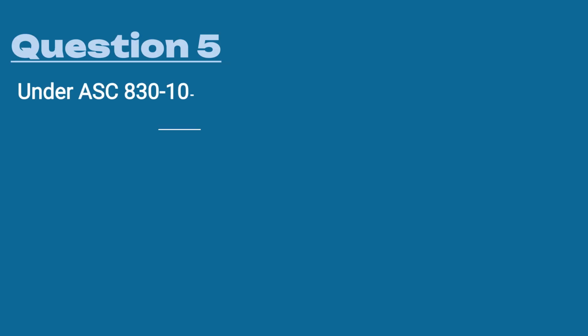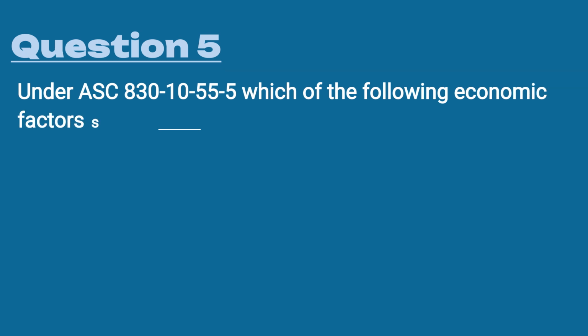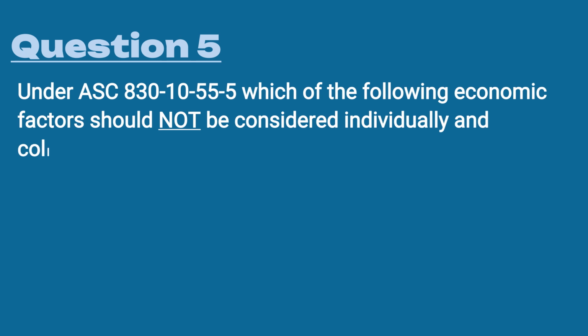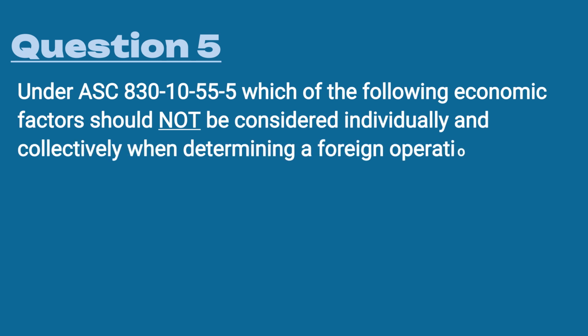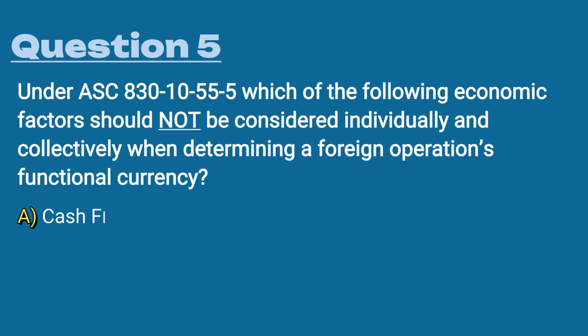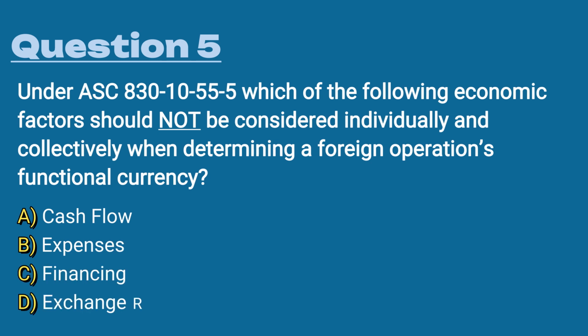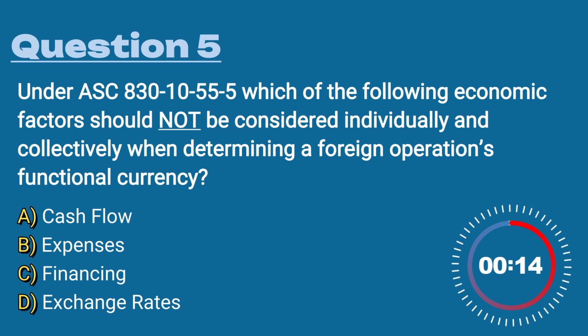Question number 5. Under ASC 830-10-55-5, which of the following economic factors should not be considered individually and collectively when determining a foreign operation's functional currency? A, cash flow, B, expenses, C, financing, D, exchange rates.